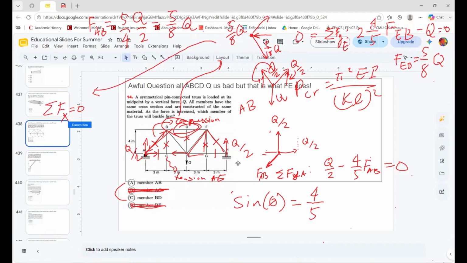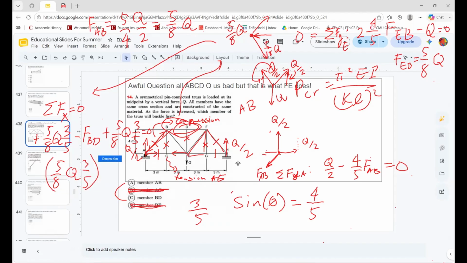Fx equals 0. So it's going to be 5 over 8Q, and it's going to be cosine theta. Cosine is what in all these directions? It is 3 over 5, in my opinion. So we can do 3 over 5 here, and it's going to be plus direction, and it's going to be minus FBD, and it's going to be plus 5 over 8Q, and another cosine 3 over 5 equals 0. So 5 over 8, well, both of them are 5 over 8. That's interesting. And then Q times 3 over 5 multiplied by 2, equals FBD.